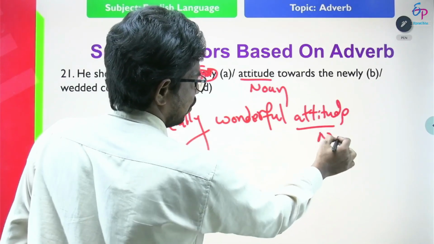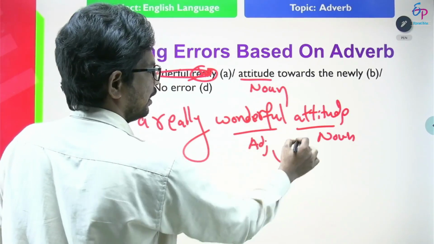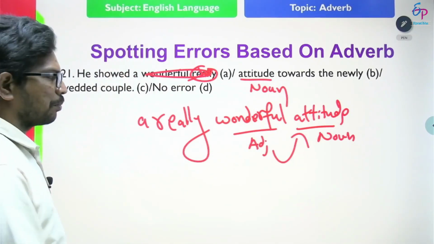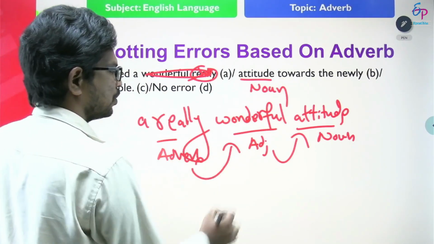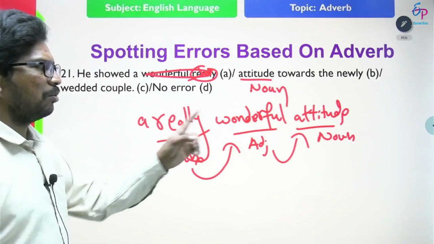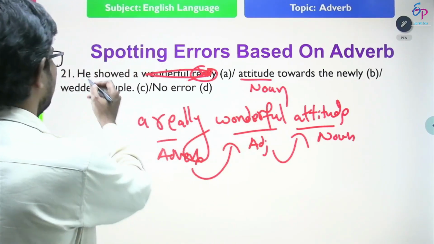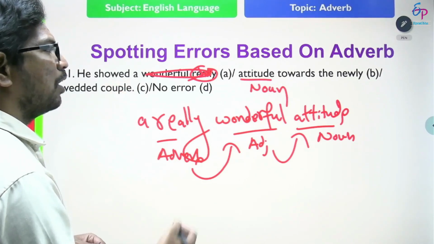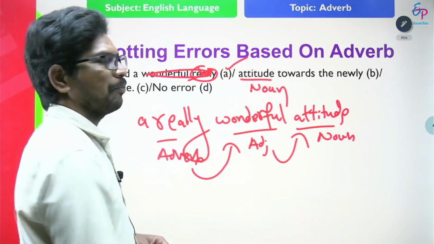So attitude is noun. So wonderful is an adjective. Adjective modifies noun, not adverb. So really is an adverb. Adverb modifies adjective. This is the correct order. Adverb modifies adjective. Adjective modifies noun. What is the correct one? He showed a really wonderful attitude towards the newly wedded couple. Error is at A.